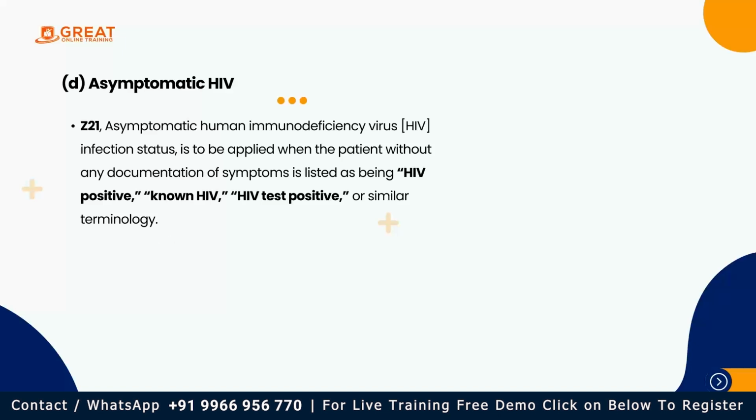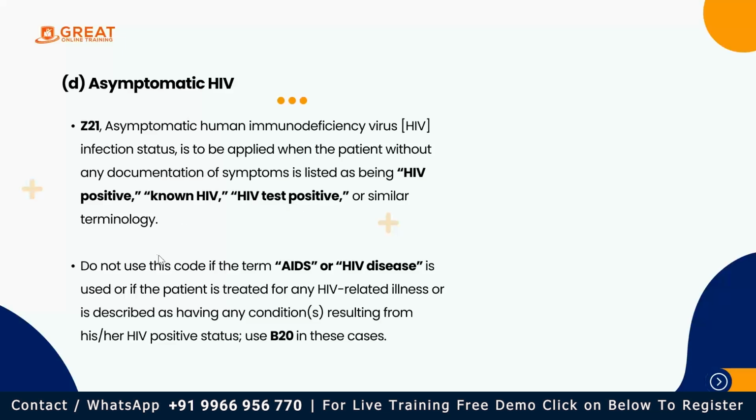And if HIV related symptoms are also there, in that case also we have to use B20 only. But if the patient presents without any documentation of symptoms and it says HIV positive, or known HIV, or HIV test positive, we have to use this Z21. I will prepare one table also, so don't worry about it. Let me know afterwards, after learning that table, if you have any questions.